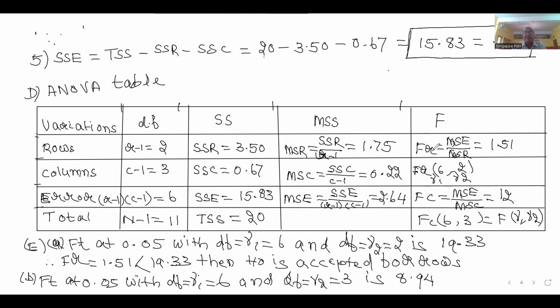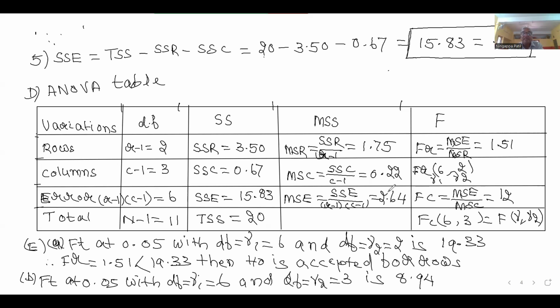Now FR you have to calculate, means the F for rows. F for rows is MSR divided by MSE, if MSR is greater than MSE. Now in this case what happens? MSR is smaller than MSE. Then you take MSE in the numerator, MSR in the denominator. Suppose MSR is greater than MSE, you take MSR in the numerator, MSE in the denominator. The numerator should always be greater than the denominator because the F value is always greater than 1.